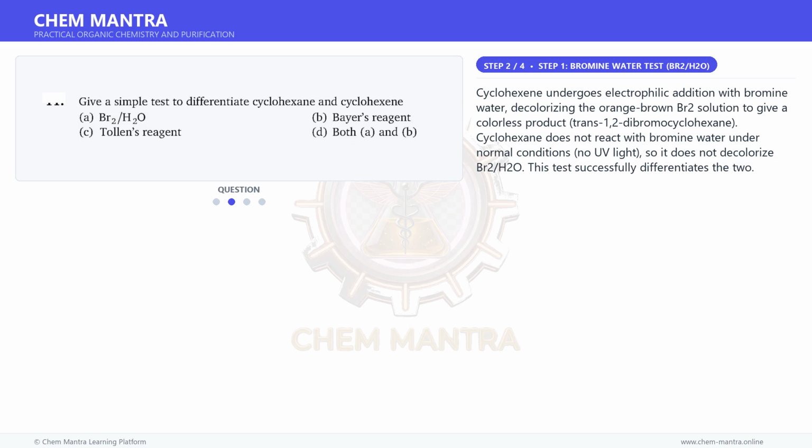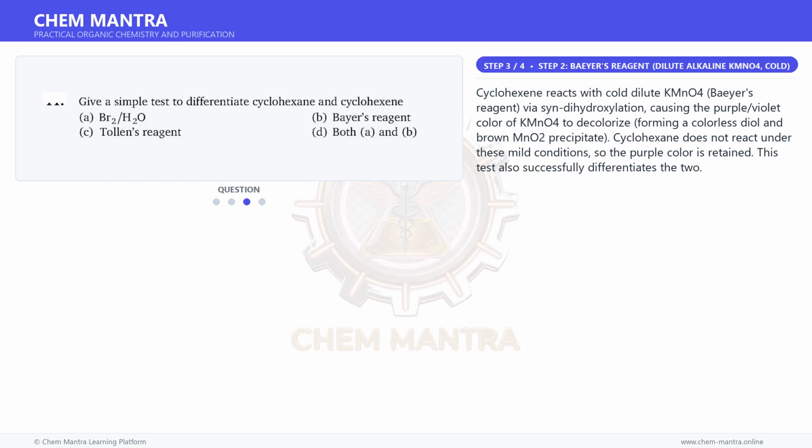Cyclohexene undergoes electrophilic addition with bromine water, decolorizing the orange-brown Br2 solution to give a colorless product, trans-1,2-dibromocyclohexane. Cyclohexane does not react with bromine water under normal conditions, no UV light, so it does not decolorize Br2/H2O. This test successfully differentiates the two. Moving on to the next step.